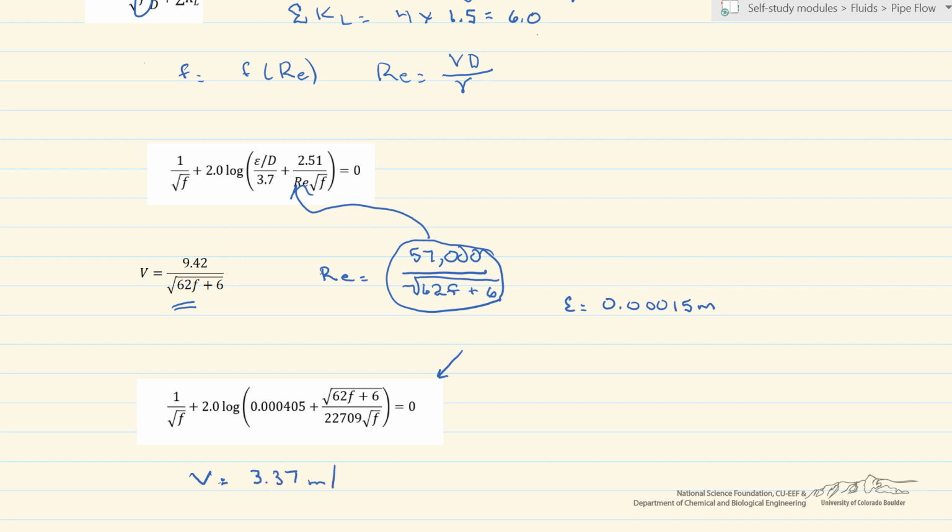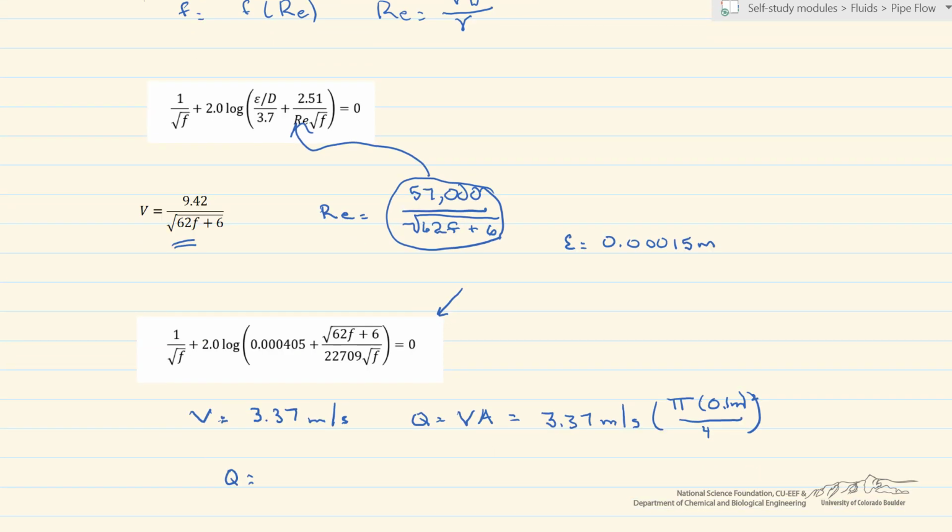But be careful, the problem statement asked for the flow rate. So what we're looking for is Q, which is equal to the velocity times the cross-sectional area, which is equal to 3.37 meters per second times pi d squared over 4. And our final flow rate, Q, is equal to 0.026 meters cubed per second.